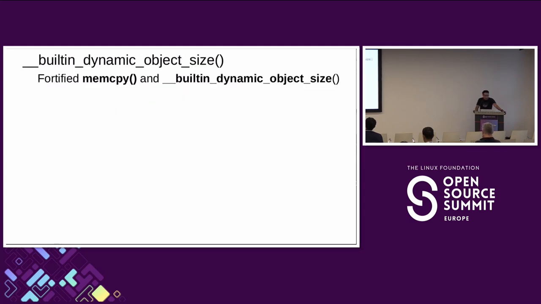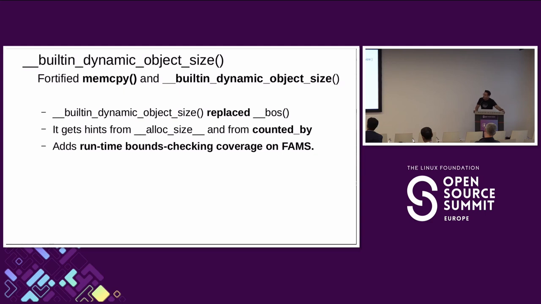Okay, now let's talk a little bit about this __builtin_dynamic_object_size builtin function. Once counted_by was released, what we did for the FORTIFY version of memcpy was we replaced __builtin_object_size with this other builtin compiler function. Now that we have converted all those fake flexible array members into C99 flexible array members, we went and did the work of annotating basically all of them, right? That's work in progress, but we have made a lot of progress already. So with this, we now use __builtin_dynamic_object_size in memcpy, and we gain runtime coverage on flexible array members.